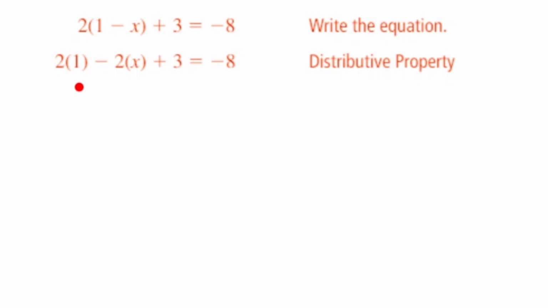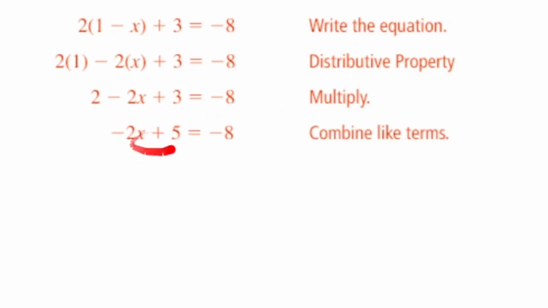2 times 1 is 2. 2 times x is 2x plus 3 equals negative 8. So we have 2 minus 2x plus 3 equals negative 8. Now we need to go to the second step. We need to combine the like terms. If you combine the like terms, on the left side we see 2 and 3 add up to 5. So we have negative 2x plus 5 equals negative 8.